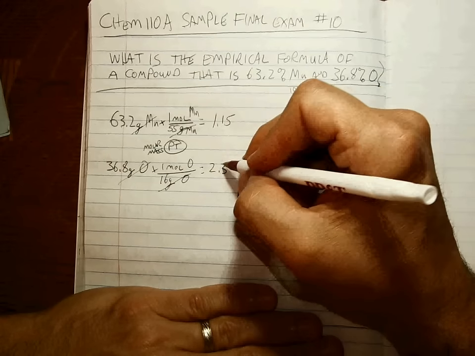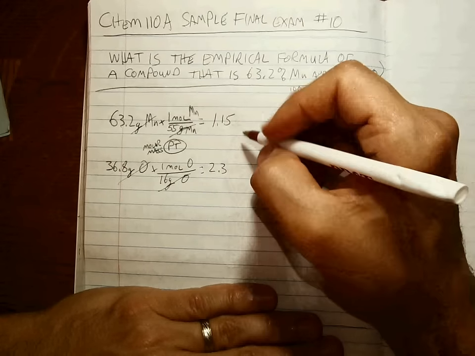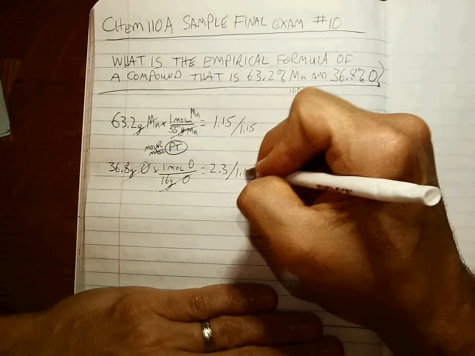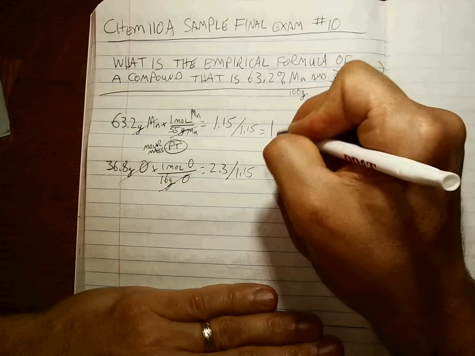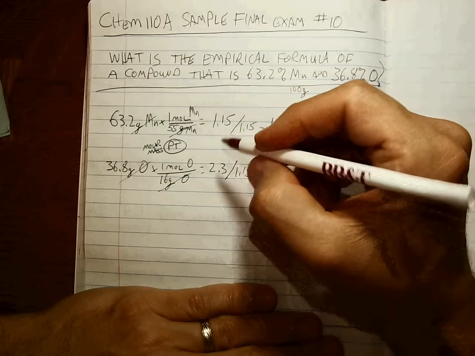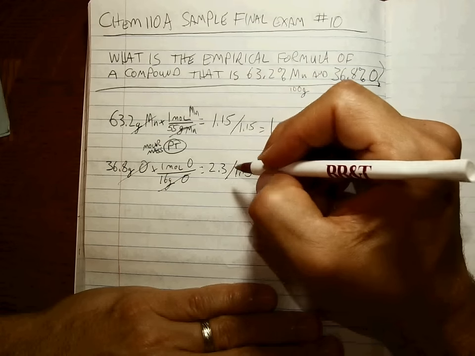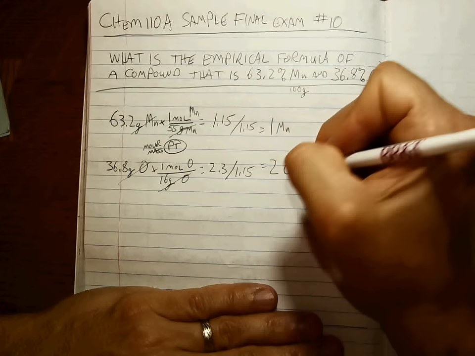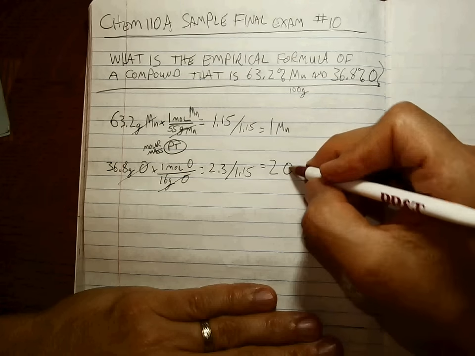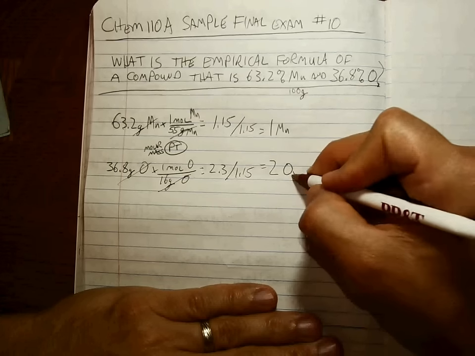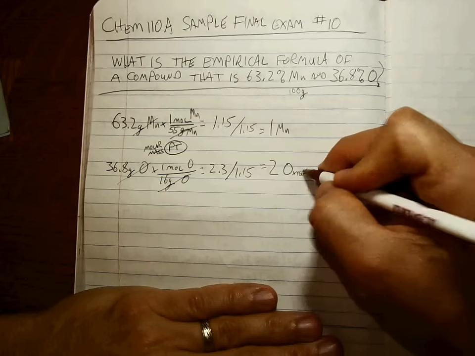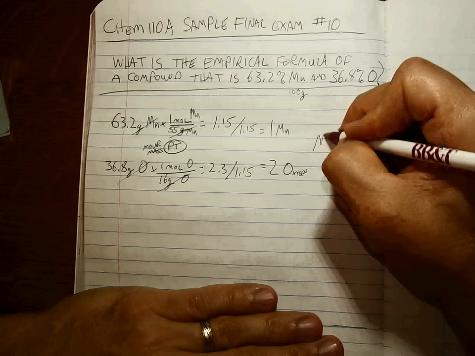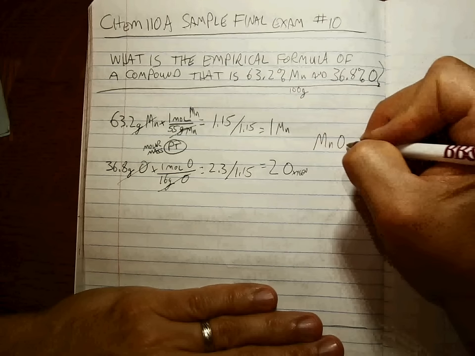We have to normalize. One of them has to be exactly equal to 1. We'll divide both by the smaller amount. So we have 1 Mn and 2.3 divided by 1.15 is 2 O's. Okay, that's not a zero or 20, that's oxygen. So, how do you write the formula when you have 1 Mn and 2 O's? It's MnO2.